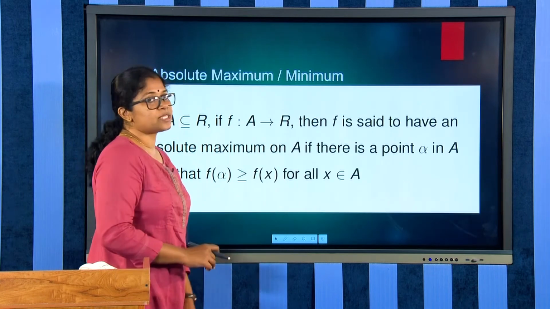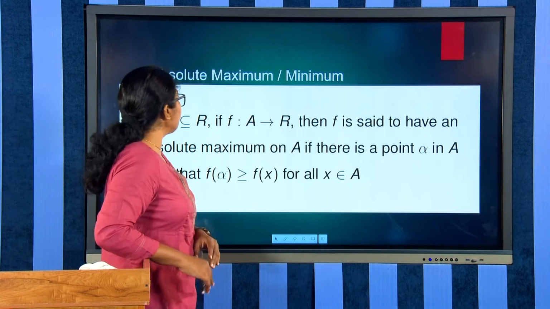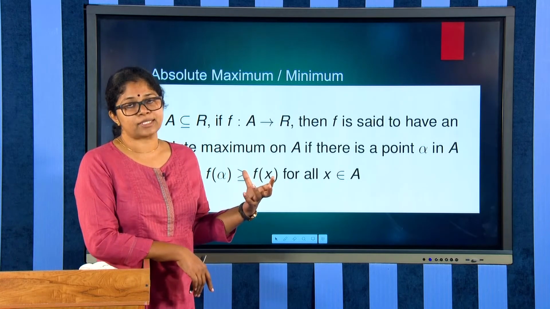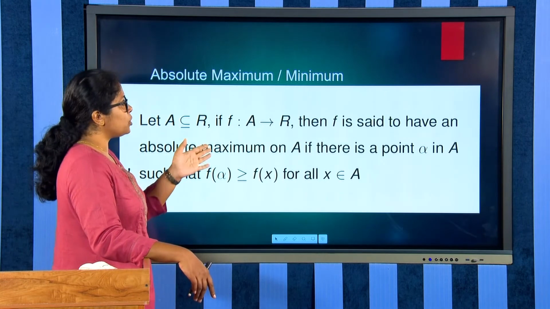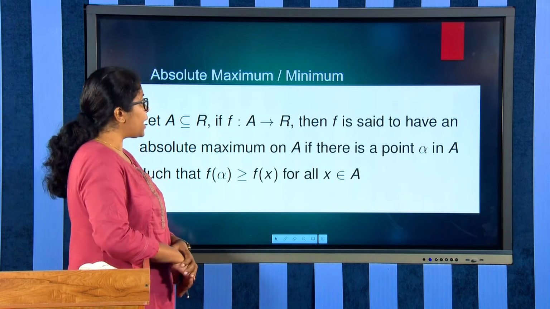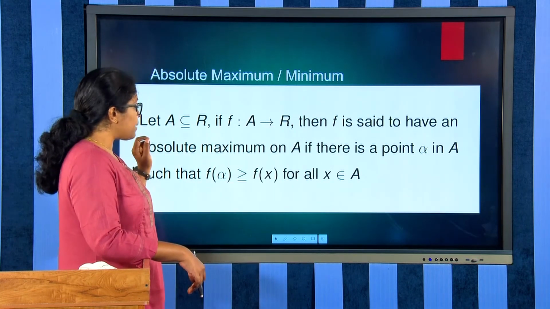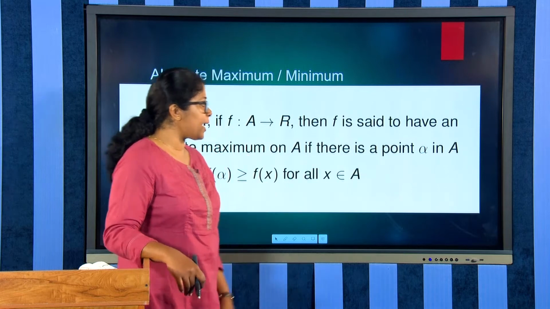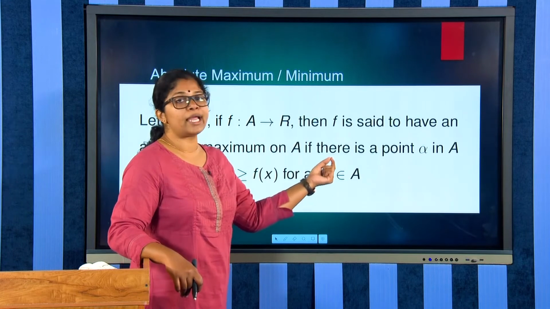The next important result is the main result of this section, which is called the maximum or minimum theorem. And before going to the maximum minimum theorem, we will see what absolute maximum or absolute minimum mean. So, this is the definition of absolute maximum of a function. Let A be a subset of R, and f a function from A to R. Then f is said to have an absolute maximum on A if there is a point alpha in A such that f of alpha is greater than or equal to f of x for all x belonging to A.